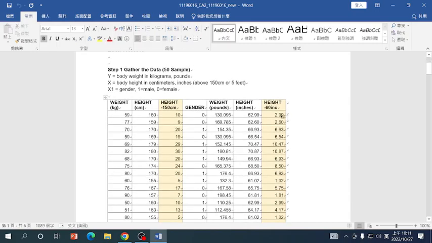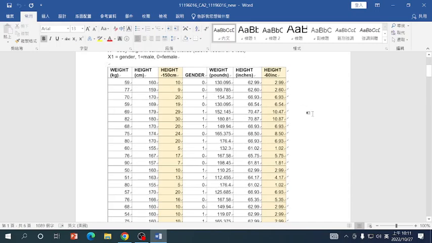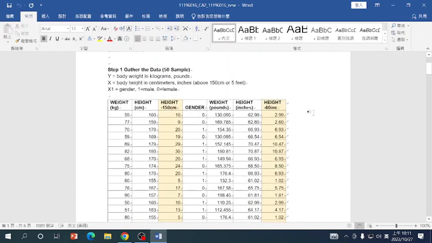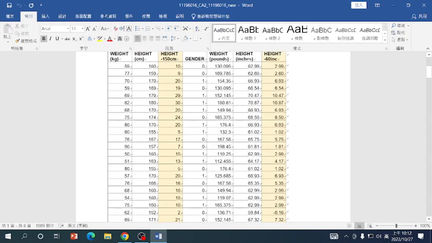So here's our data, the data from my group. Everyone used the same data. So we have 50 people in our sample, mainly classmates, but of course we're not 50 in the class here. So we had to ask some other friends from CYCU.